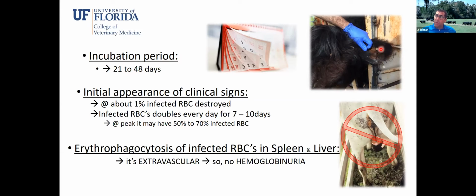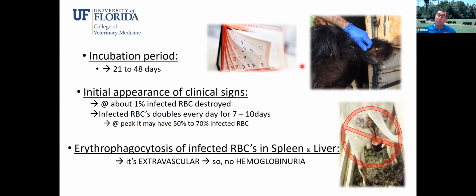So usually, let's say this tick here has been on this animal for a few days, I would say, because it's already engorged, so it's sucking blood. So this tick is big. But let's say this tick got on this steer here today. Then within 3 weeks to 7 weeks, we're going to see those first clinical signs of anaplasmosis on this animal.